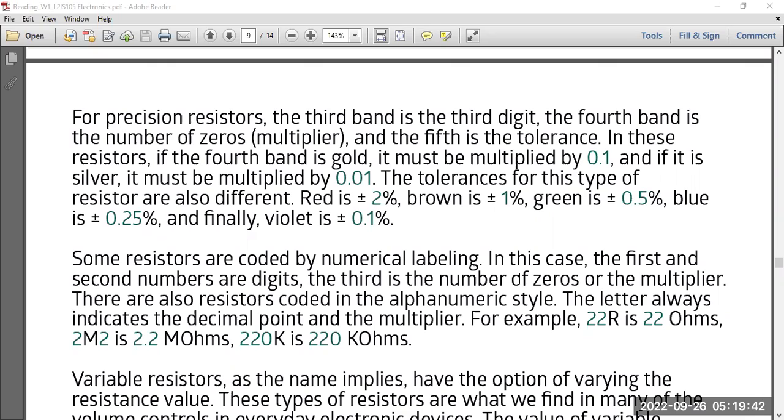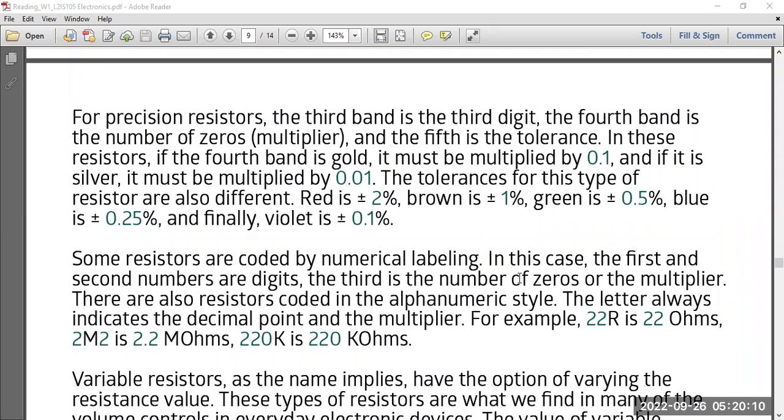In this case, the first and second numbers are digits. The third is the number of zeros or the multiplier. There are also resistors coded in the alphanumeric style. The letter always indicates the decimal point and the multiplier. For example, 22R is 22 ohms. 2M2 means 2.2 mega ohms. 22K is 220 kilo ohms, and so on like this.